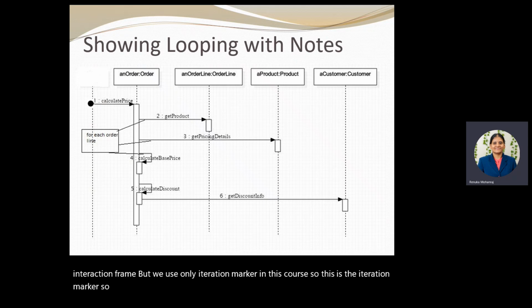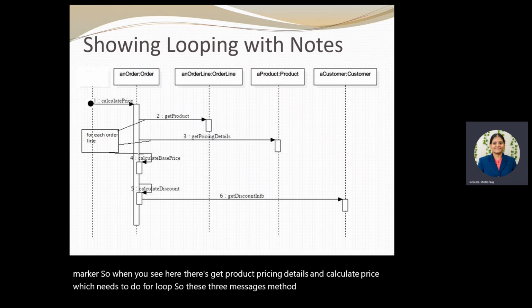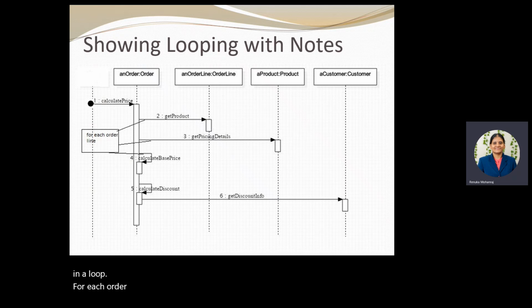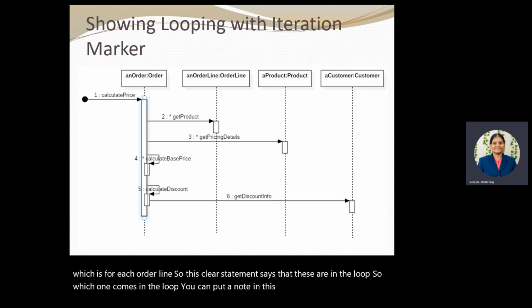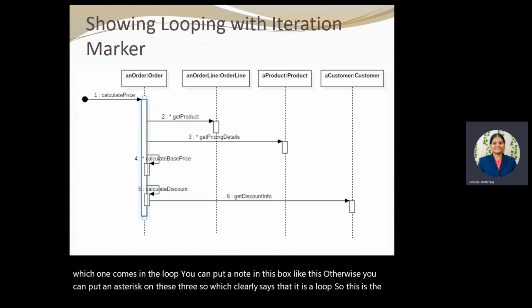So when you see here, get product, pricing details, and calculate price need to be done in a for loop. So these three messages, method calls, are in a loop for each order line. So you can combine all these three and put a note, which says for each order line. This clear statement says that these are in the loop. You can put a note in this box like this. Otherwise, you can put an asterisk on these three, which clearly says that it is a loop. So this is the approach we follow here.